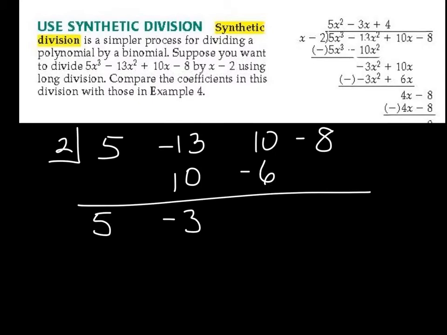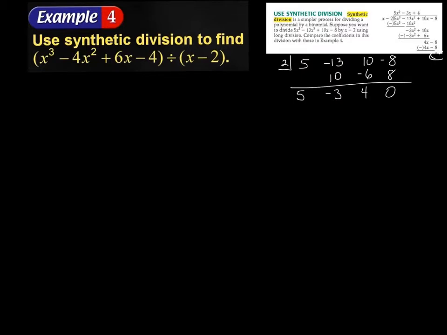Okay, I see positive 6, but we're subtracting it. So, you know, subtracting a positive or adding a negative, either way, I get 4. Multiply 2 times 4 is 8. Add, I get a remainder of 0. As I did there, you can tell, right? Synthetic division is one of my favorite topics.